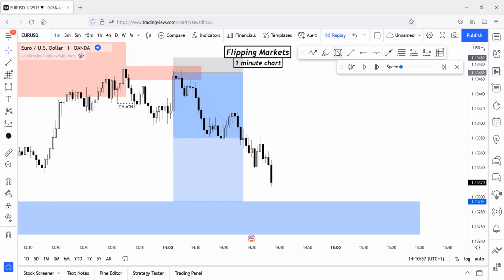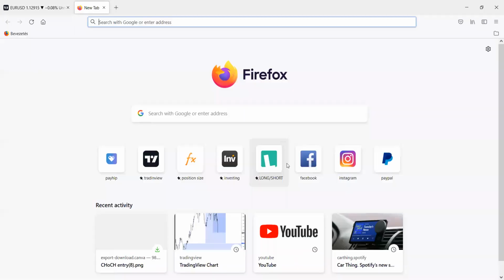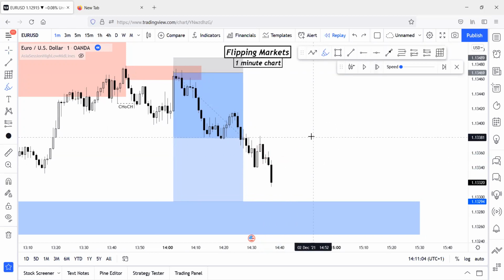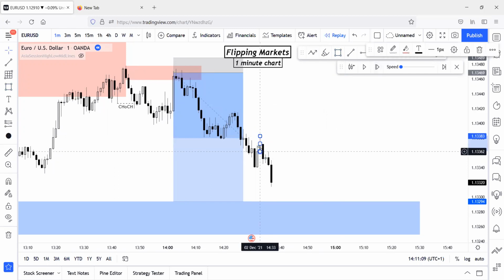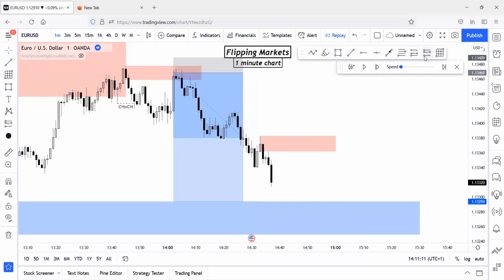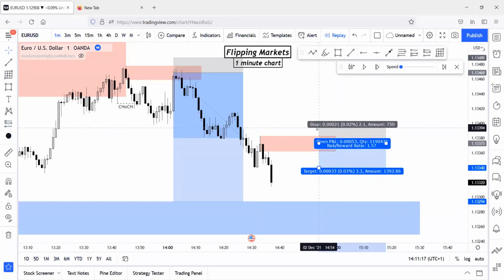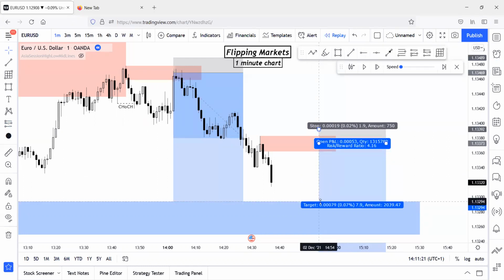Okay, now we have two zones again, the upper decisional, the upper extreme one, and the downer decisional one right here. I could set an order on this block because I believe it will be 1 to 5 risk reward with a 2 pip stop loss. Let's see. It will be 1 to 4 with 1 to 5.